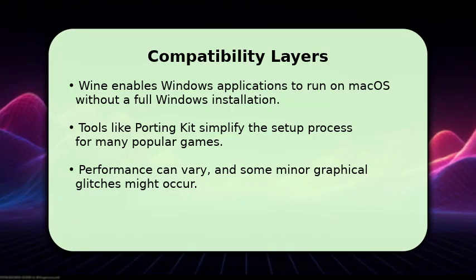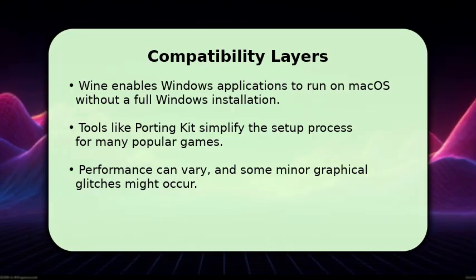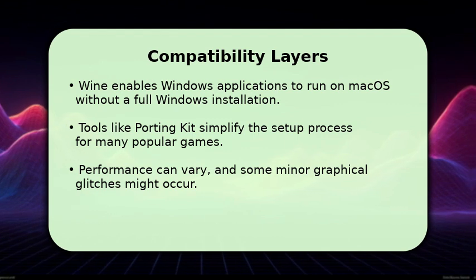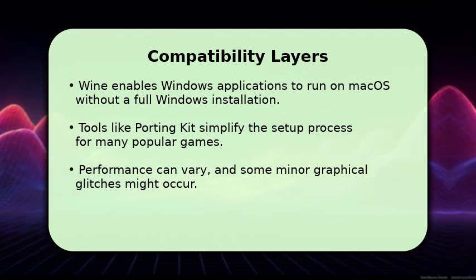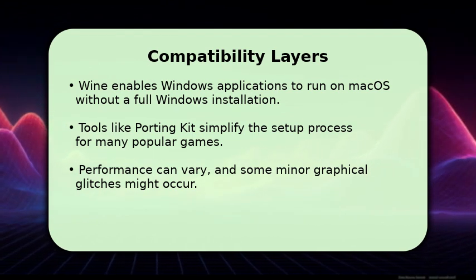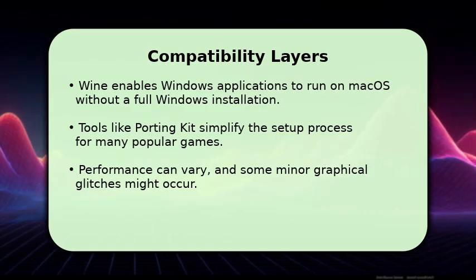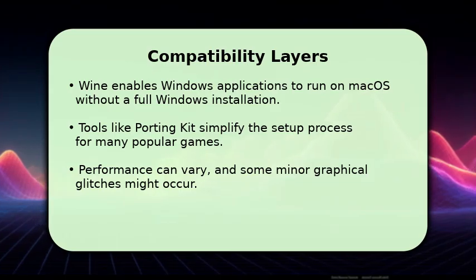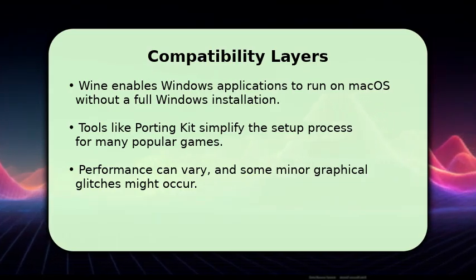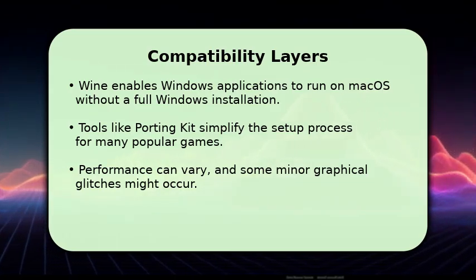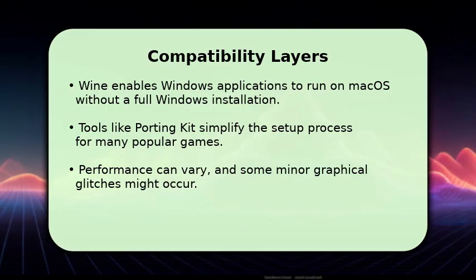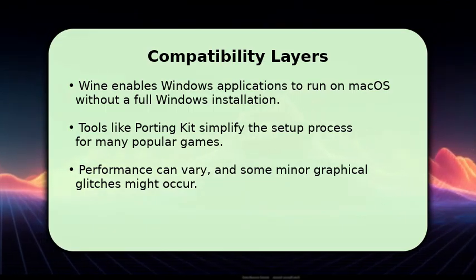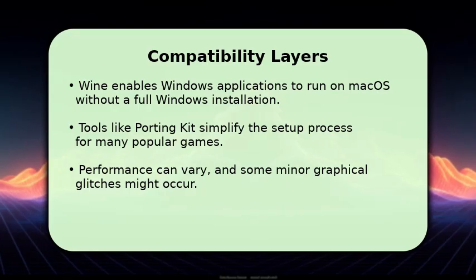Compatibility layers, like Wine, offer an alternative by allowing Windows applications to run on Mac OS without needing a complete Windows installation. Programs such as Porting Kit further simplify this process, making it easier to get Fallout New Vegas up and running. While this method uses less storage, performance can sometimes vary, and you might encounter occasional graphical quirks. It is a great option for those seeking a lighter footprint.